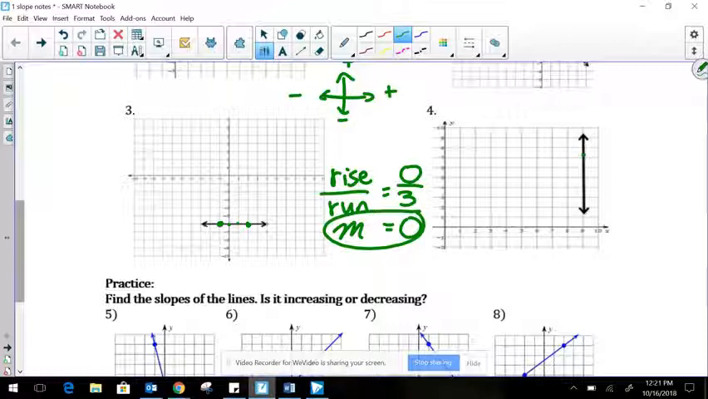Then for number 4, we have this vertical line. So let me again just pick 2 random points.